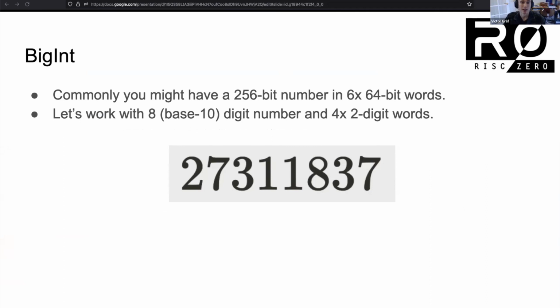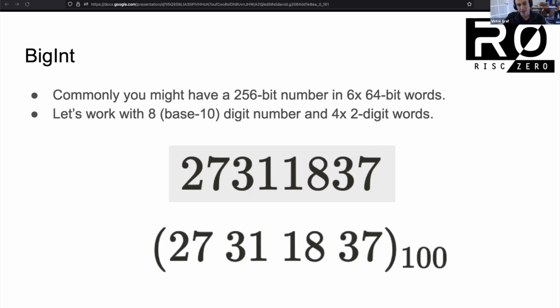We humans are trained to work with base 10. And so for the purpose of this presentation, we're going to use a two-digit word. So 2 base 10 digits will be our word value, all the numbers from 0 to 100. Basically, we're going to use the human computer, and we're going to say that the human computer can work with values that are between 0 and 100.